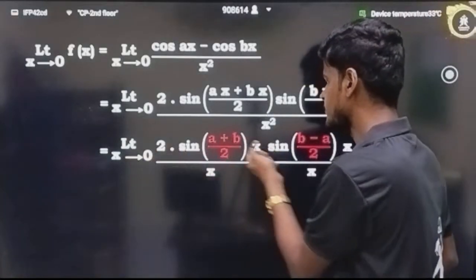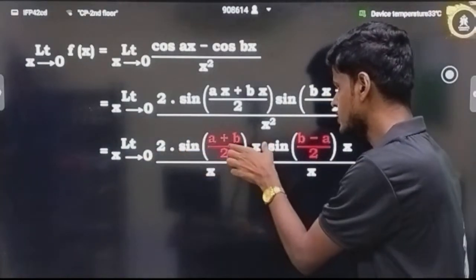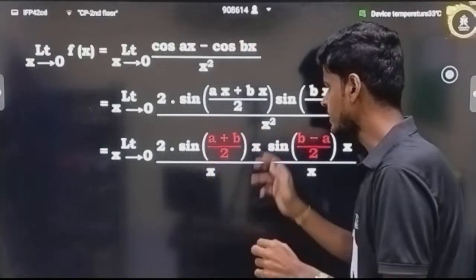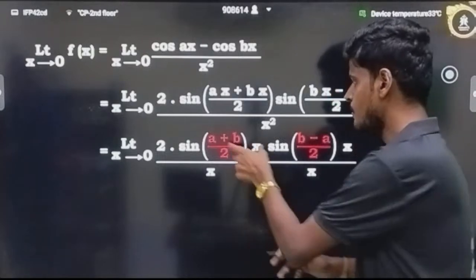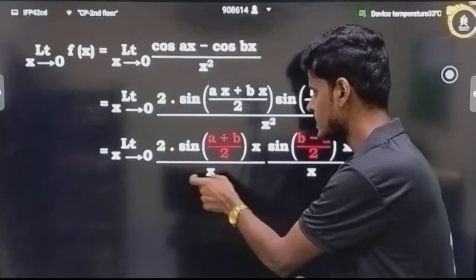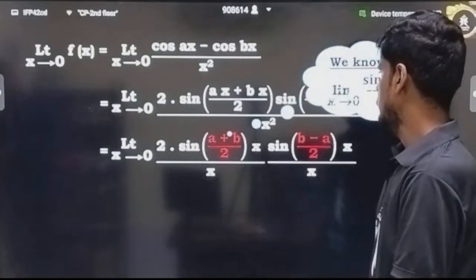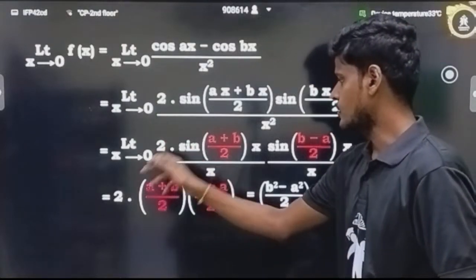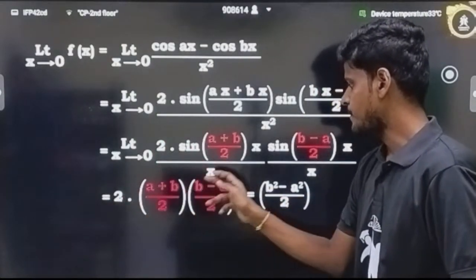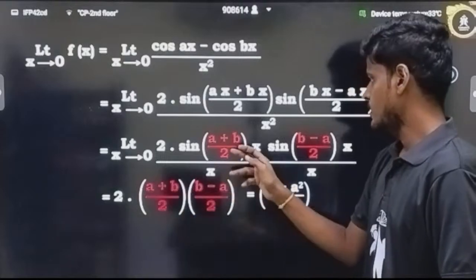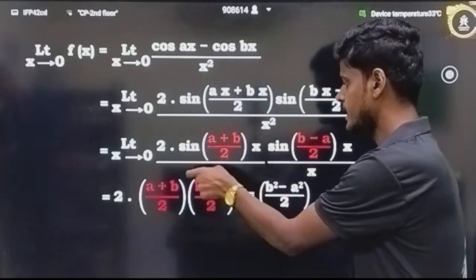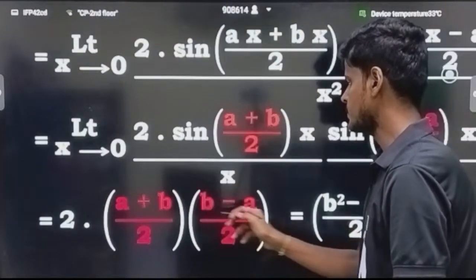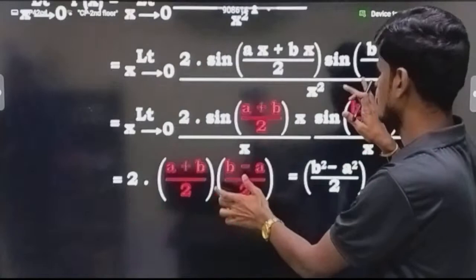So here, when we substitute limit 0, sin of 0 is there, and this 0 is a plus b by 2 into 0. In the denominator we only have x. That means what we need to do is multiply and divide by this same coefficient in the denominator. Same is applied here. So this will be equal to 2 times, multiplied and divided by a plus b by 2. So in the numerator we will have a plus b by 2, in the denominator a plus b by 2, and this sin x by a plus b by 2 into x value will become 1.